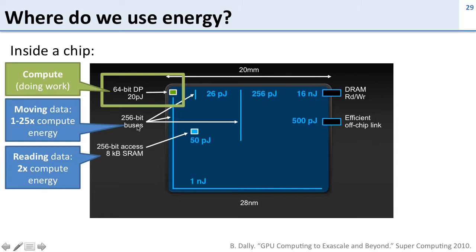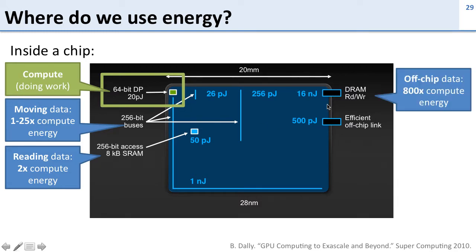If you look at moving the data, it costs anywhere from the same amount as doing the computation to 25 times as much if you want to move the data all the way across the chip. So moving the data is extremely expensive. And this is inside the chip. That's because these are very long wires, and in order to move the data across them, you have to charge up this entire wire to send the data across. And that's a lot of charge for a long wire.